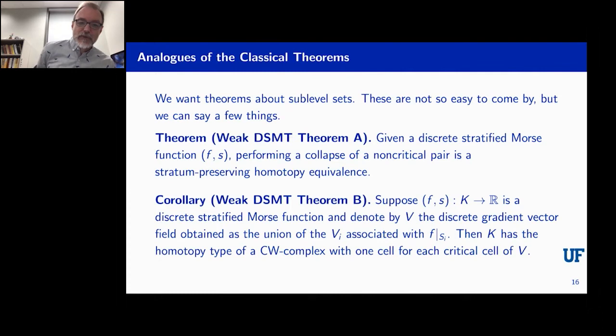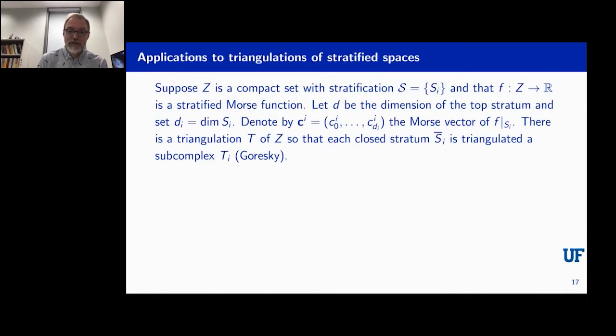As a corollary, this is sort of a weak theorem B, we call it. If you have such a function, and you let V be this sort of union gradient vector field that I described earlier, then your complex has the homotopy type of a CW complex with one cell for each critical cell of V. Now this is just sort of standard discrete Morse theory. You've generated this thing. But your critical cells came about from the stratification. We don't have a theorem yet on sublevel sets. I'll say more about that later.